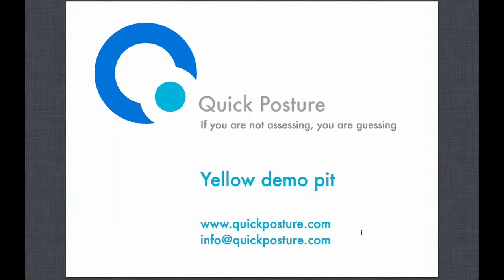If you're not assessing, you're guessing. And in this day and age, we should be using sensor technology to do the work that we can do much better than humans. I put my hand up and say that quick posture does a better job than me as a physio, after 25 years of working at evaluating posture and movement control.